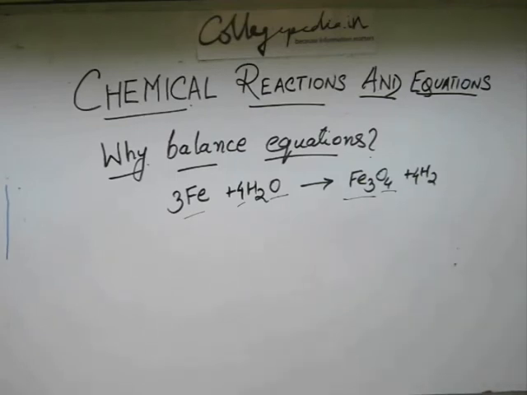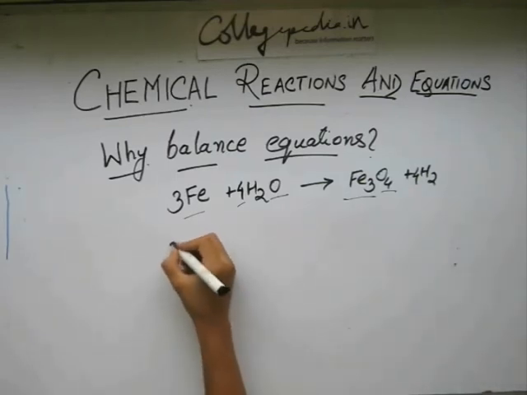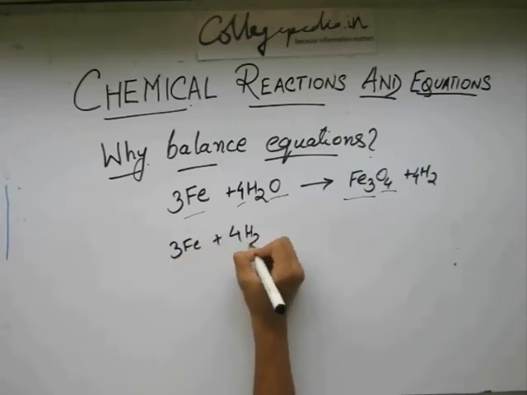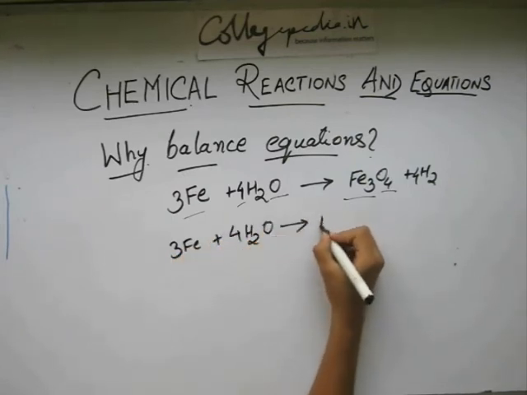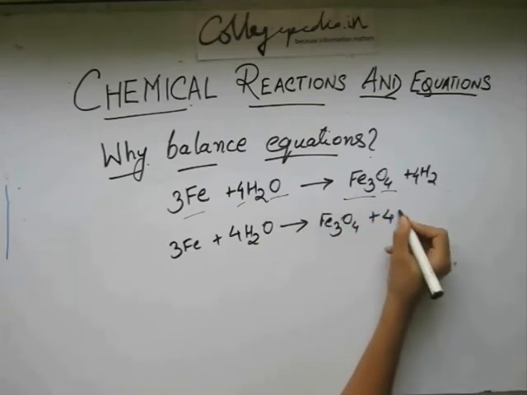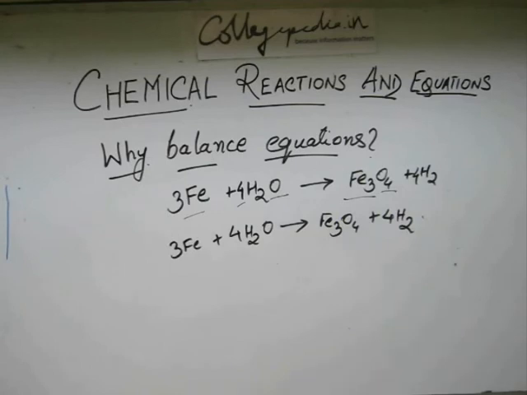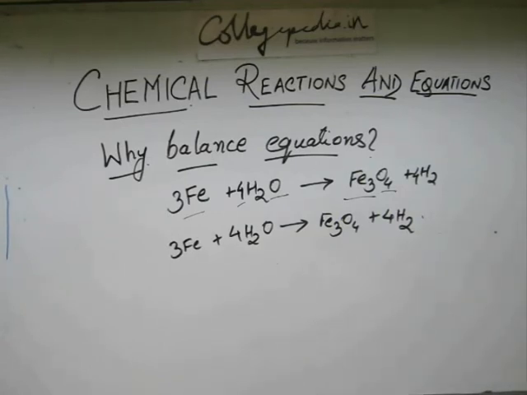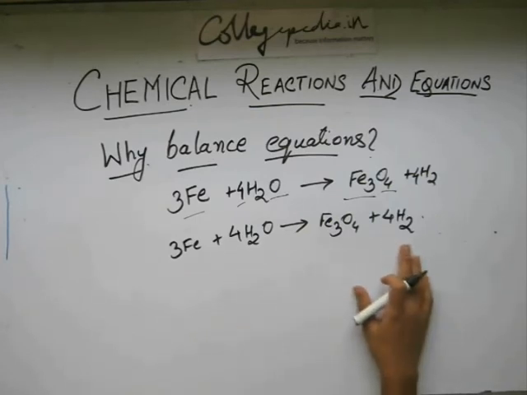So the final equation will be 3Fe plus 4H2O gives Fe3O4 plus 4H2. So this is the final equation.